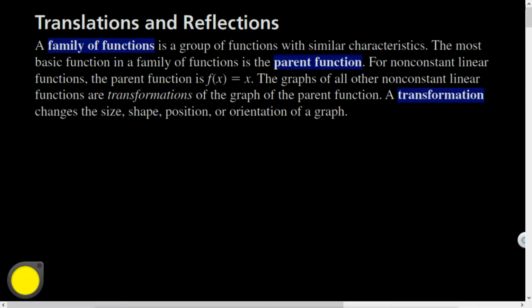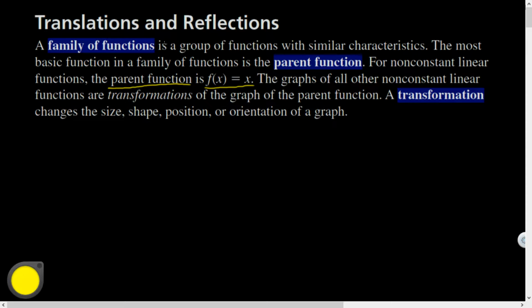We're talking about section 3.6, translations and reflections, transformations of linear functions, where we're going to think about the different ways that I can have lines with slopes and different y-intercepts and flip them around and move them around. We're going to think about them as modifications of a parent function, being f of x equals x, or just y equals x, just kind of the default linear function.